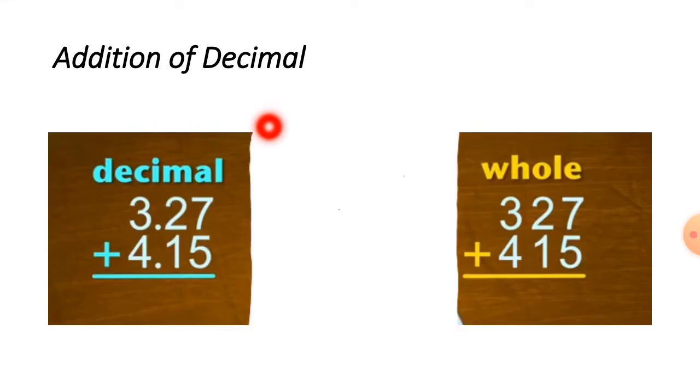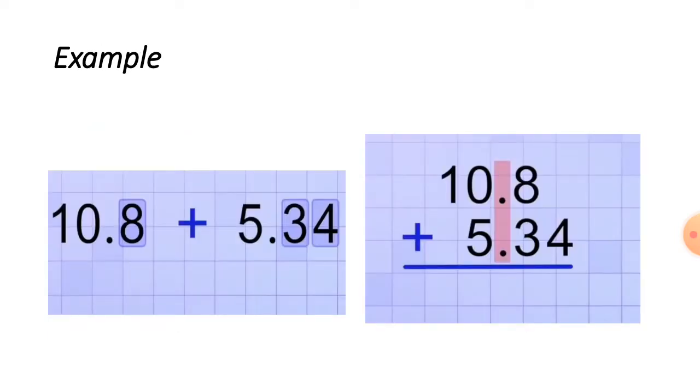Addition of decimals. There are two numbers, 3.27 and 4.15. If they were 327 and 415, this would be whole number addition, which we have done in previous classes, and that is easy to solve. But in this video we are going to learn how to do decimal addition. Let's start. For example, there is a question, 10.8 plus 5.34.